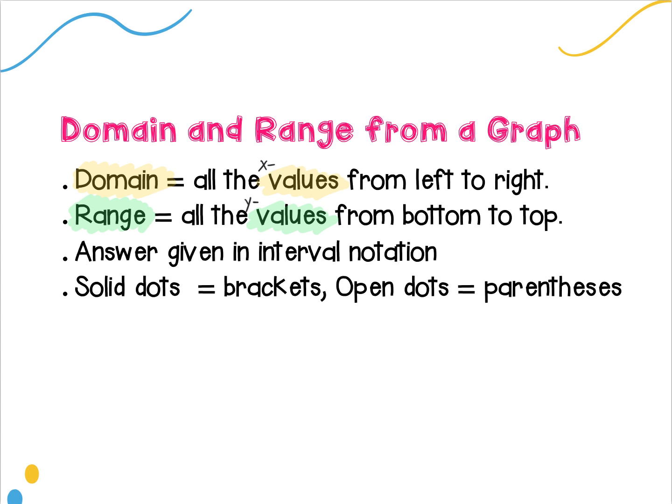The answers for this are going to be in interval notation. And remember that a solid dot, a closed circle at the end, represents brackets because it represents equals. The open dots, or open circles, get parentheses because that means not equal to. So we know open and closed circles, and we know parentheses and brackets.